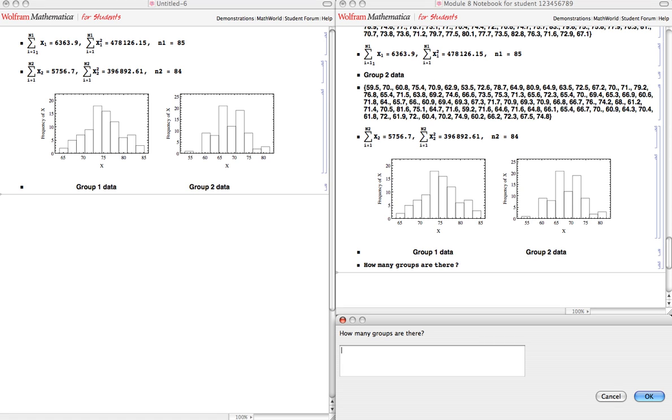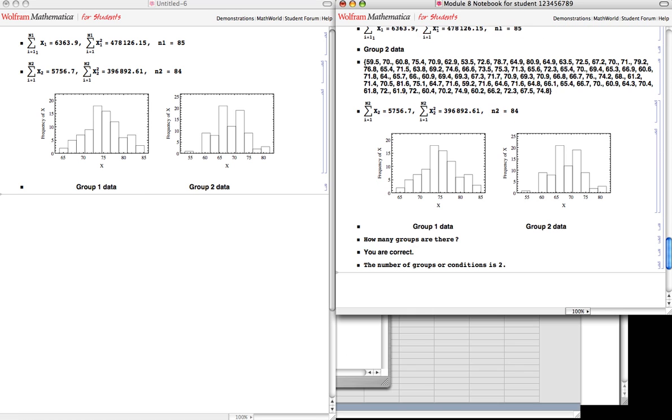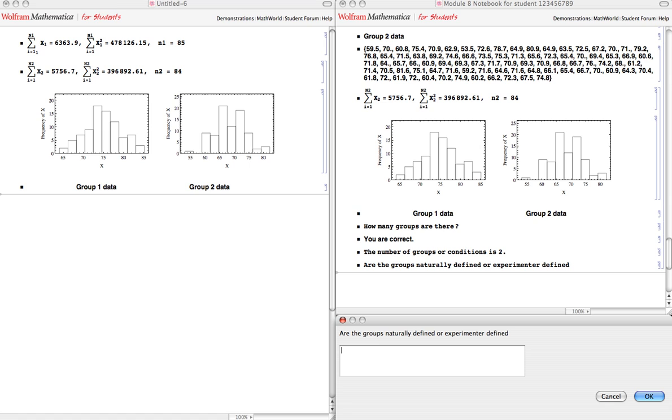These are the frequency histograms for both groups. The data don't look skewed. They look pretty unimodal and fairly symmetrical. How many groups are there? There are two groups. Are the groups naturally defined or experimenter defined? They are naturally defined, as gender often is.